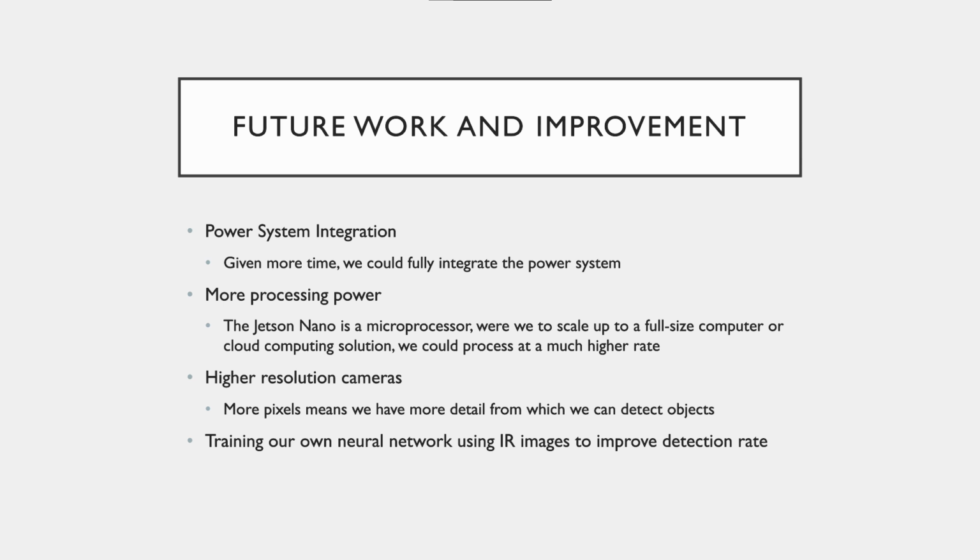High resolution cameras. If we had more pixels, we would be able to extract objects because we have more pixels of detail. Finally, training our own neural network using IR images would definitely improve our detection rate on the IR camera.